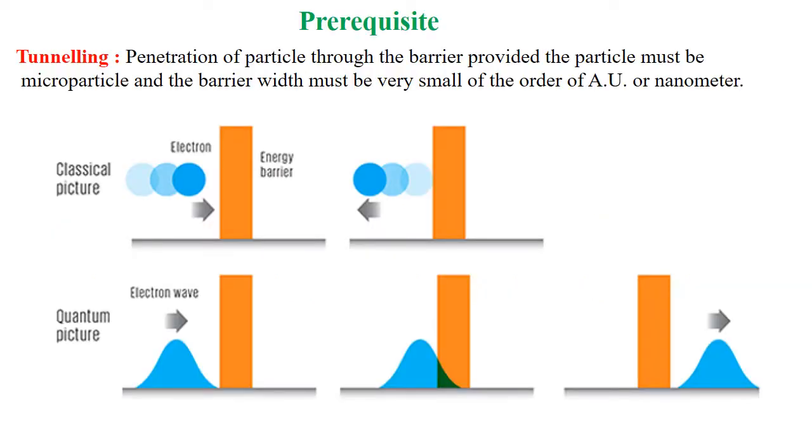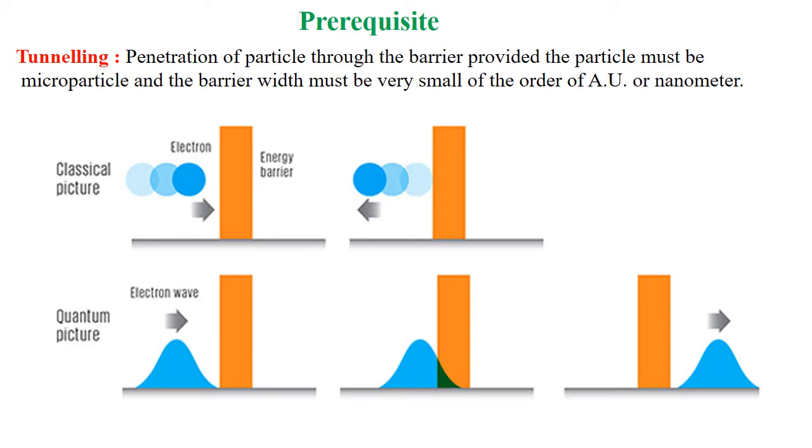Tunnel diode works on the principle of tunneling, which was studied in a previous lecture, according to which the particle penetrates through the barrier. It is a completely quantum mechanical phenomenon. The particle and the barrier width must be very small.